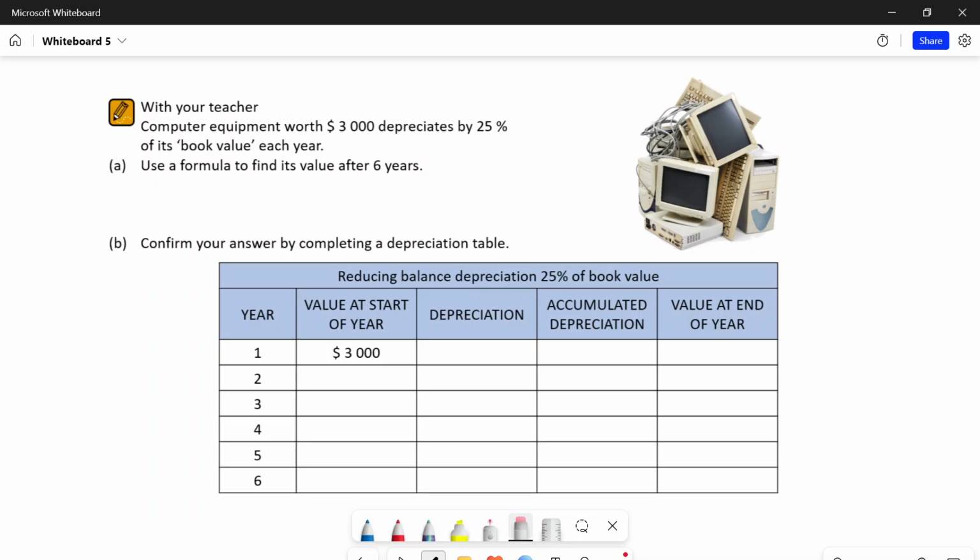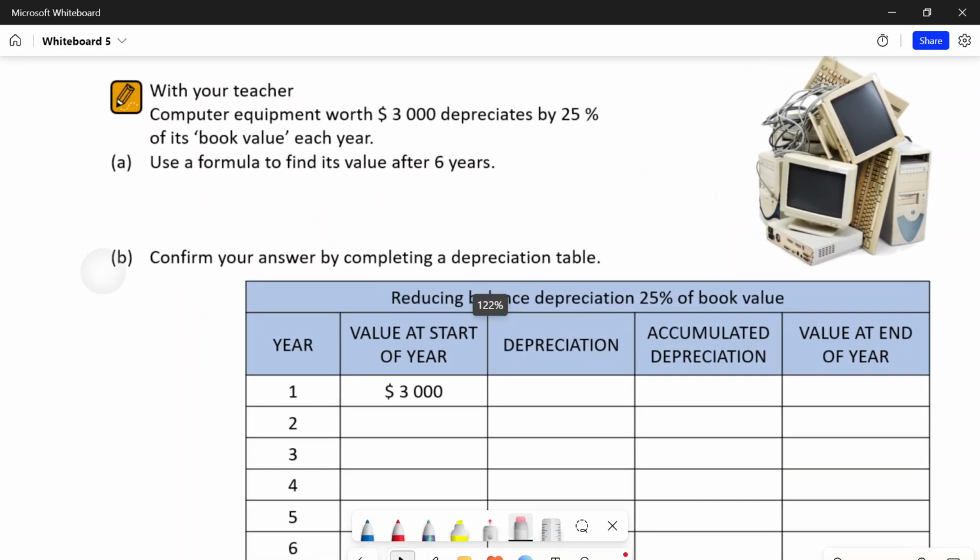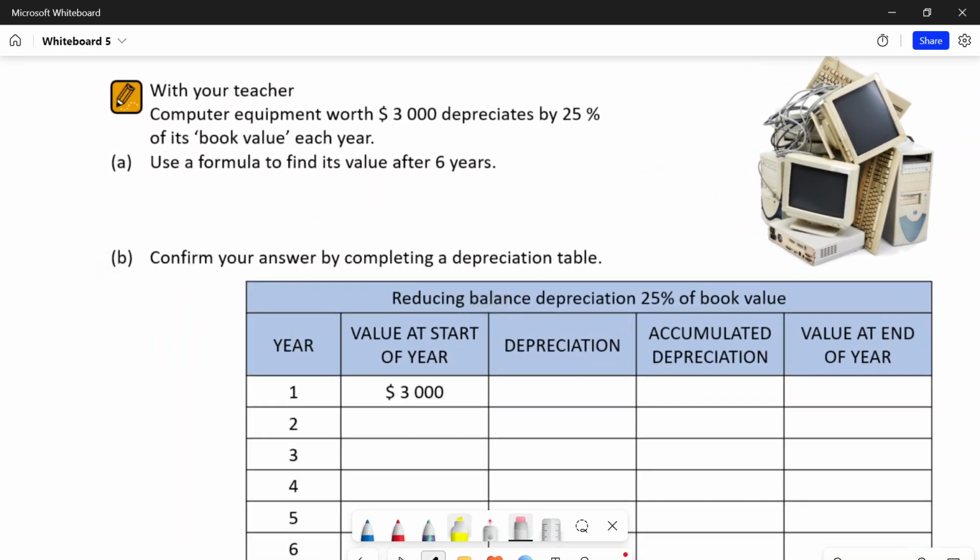So if you have a look at this question, it states that we've got some computer equipment, it's worth $3,000 and it depreciates by 25% of its book value each year. So what that means is that the amount of depreciation depends on the value at the beginning of each separate year. So as we go along, we calculate the next year's depreciation based on the previous year's value. So the effect is that the amount of depreciation is less year upon year.